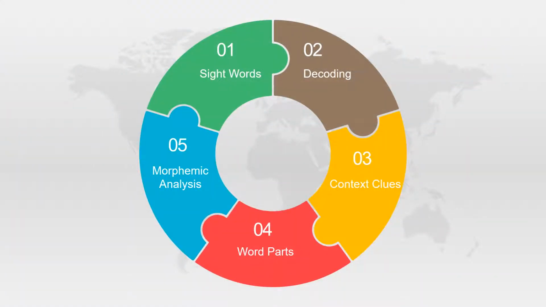There are 5 main ways to teach students to identify words that they don't recognize when they're doing their reading. These strategies include sight words, decoding, context clues, word parts, and morphemic analysis. And these are the strategies that we are going to be talking about and learning more about this week. I will go through and describe each one for you now.